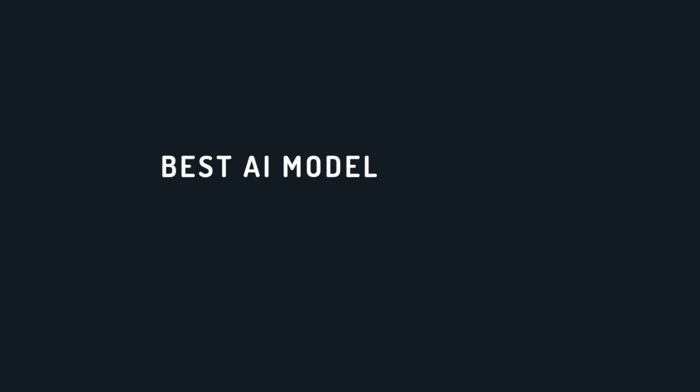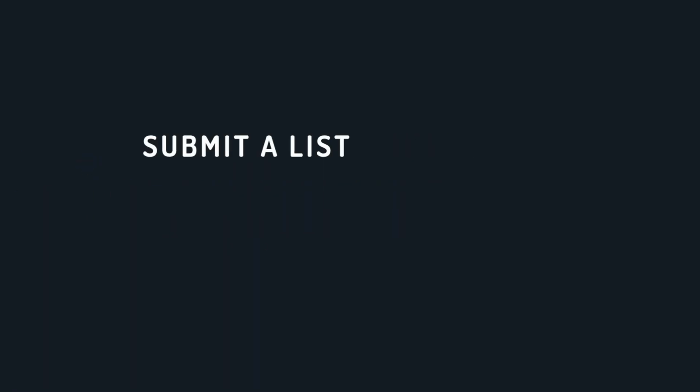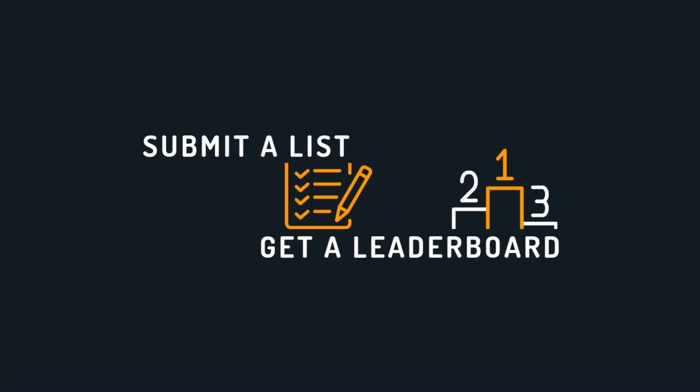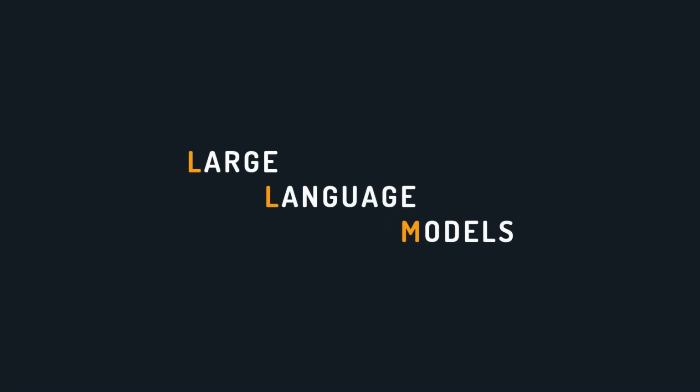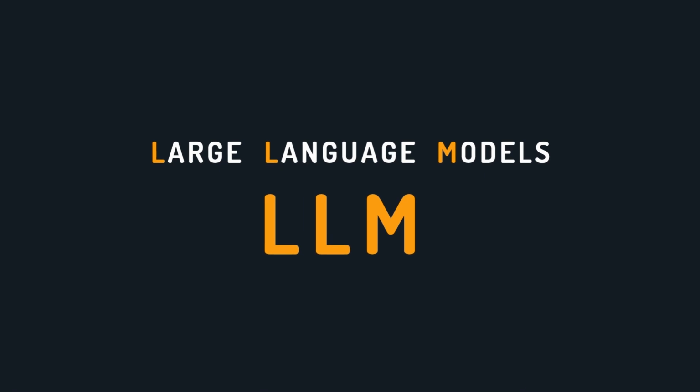What if finding the best AI model for your use case was as simple as submitting a list and getting a leaderboard back? In this video, I'll show you how to build your own LLM leaderboard using AWS Deadline Cloud. You pick the models, you pick the benchmarks, you submit one command, and every model gets tested on its own GPU simultaneously. For context, large language models, or LLMs, are what's behind tools like ChatGPT.